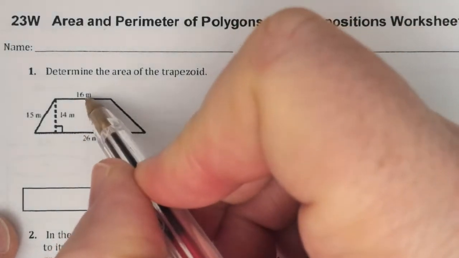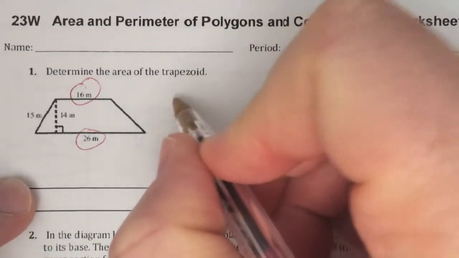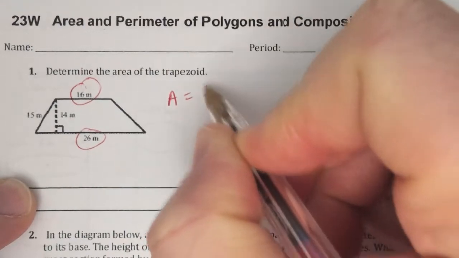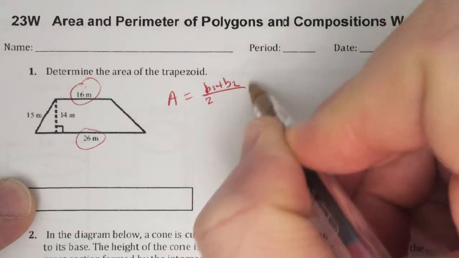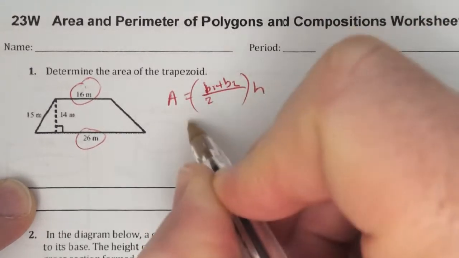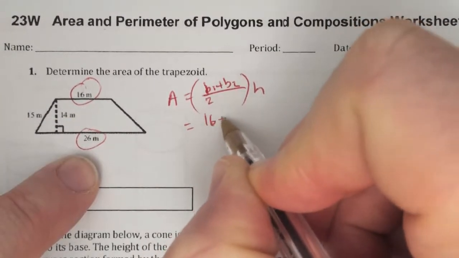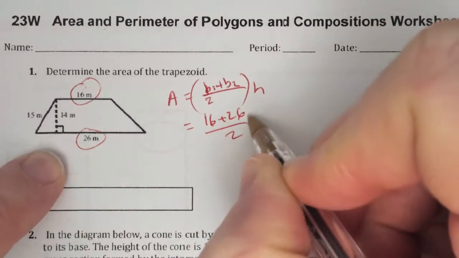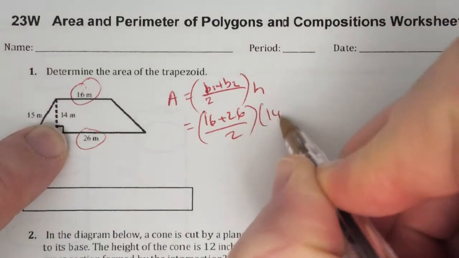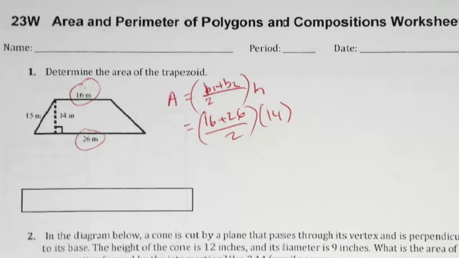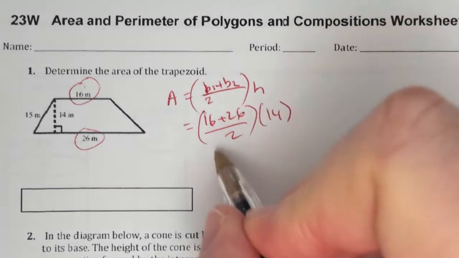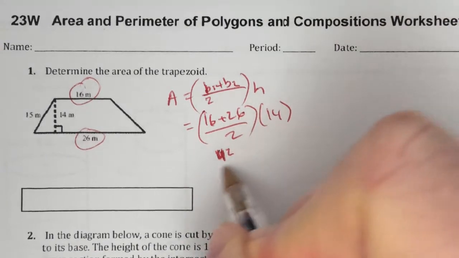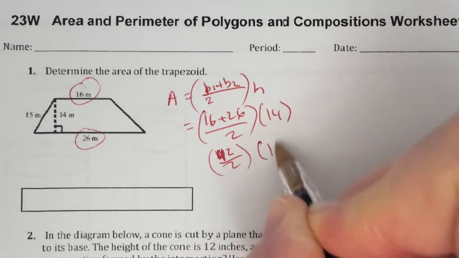What are the two bases? That would be this and this. So area equals base 1 plus base 2 all over 2, and then multiply that by the height. We have 16 plus 26, all that over 2, and the height was 14. In your calculator, make sure you add the top all by itself first. So 16 plus 26 is 42, divided by 2, and then multiply by 14.